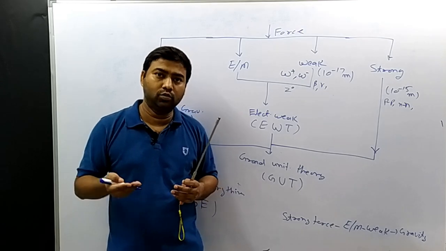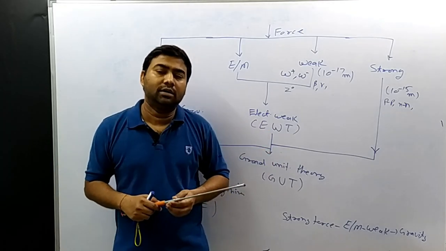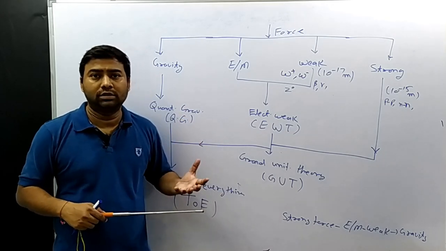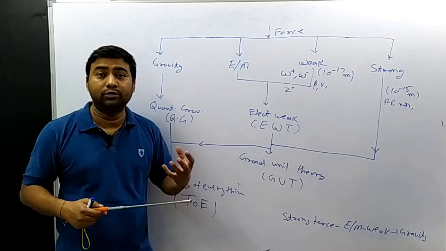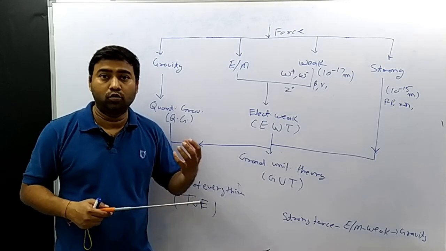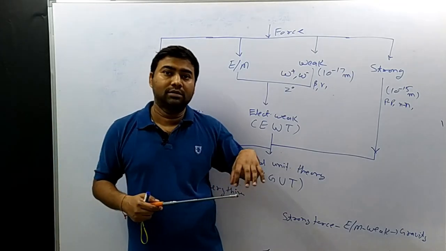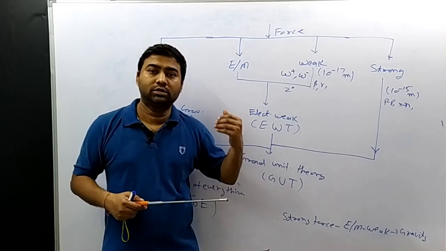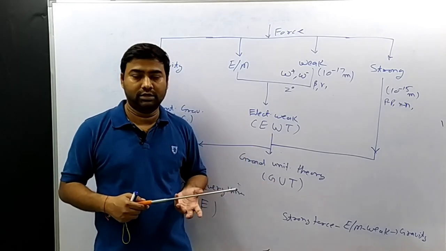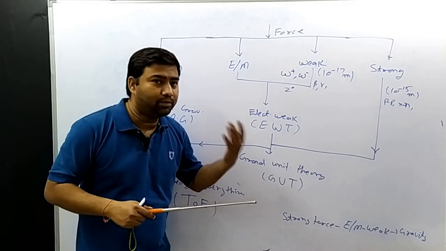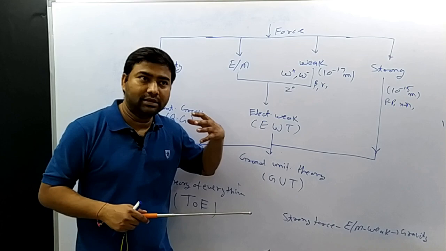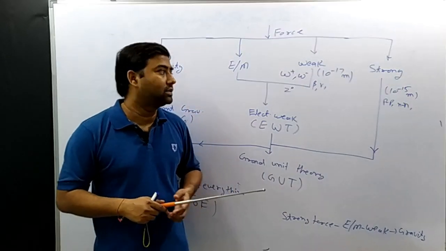Gluons are also particles, which you will study in modern physics. By the interaction of gluons, they act between quarks. Quarks are basic particles which form neutrons, protons, electrons, etc. So the interaction of gluons creates a force between quarks.